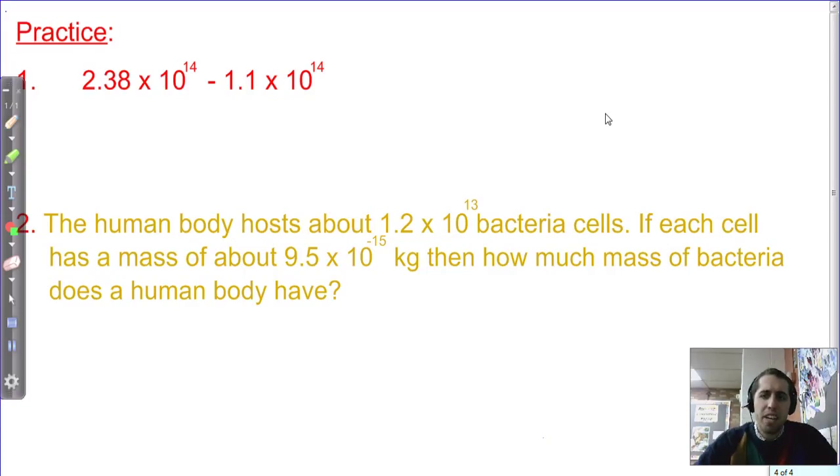But I want you to think about that. Think about what operation. If each bacteria cell has 9.5 times 10 to the negative 15th, and there are very many bacteria cells, what can you do with those numbers to try and find out the total mass of bacteria cells? I'll leave you to that. Use the examples we went through for help, and use those properties, and I'll see you later.